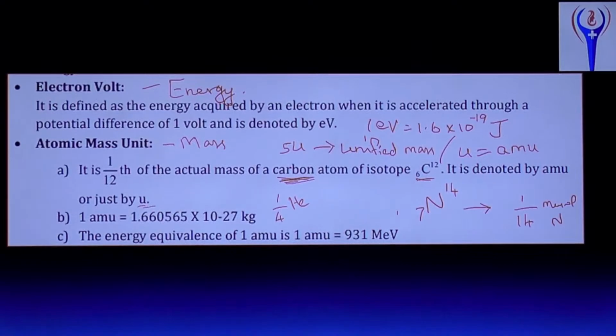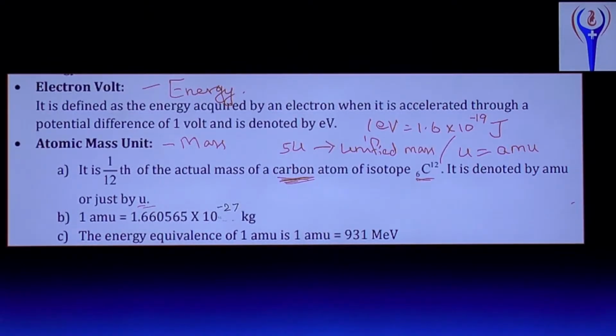Okay. Now, 1 AMU is equal to 1.66 into 10 power minus 27 kilogram. So, 1 AMU equals 1.66 into 10 power minus 27 kilogram. This and all noted.